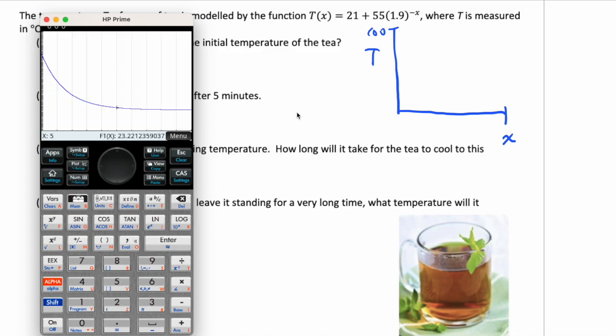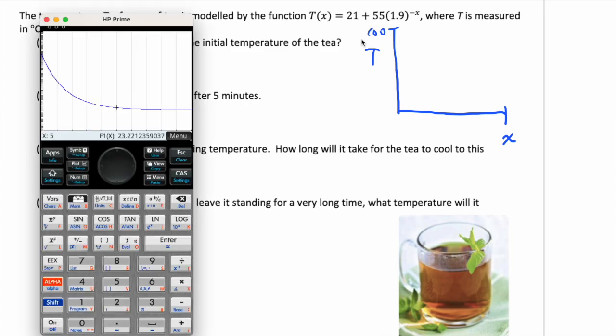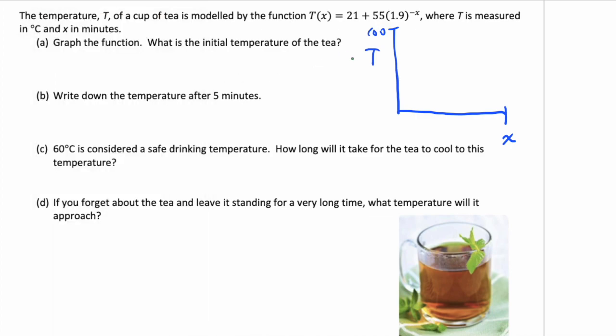Okay, so it's a decreasing function, obviously, because the temperature is decreasing. It starts off really hot. Actually, let's look at what the actual starting value is. We can go to function and 0. So it starts off, the y-intercept is 76. It's actually the sum of 21 and 55, right? So that's 76, and this is coming down. It's not going down towards 0. Remember that 21 is the horizontal asymptote. Maybe I'll do that in there. So it's approaching 21 degrees Celsius, right?